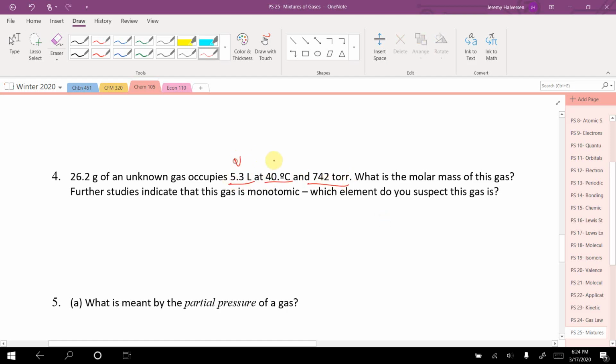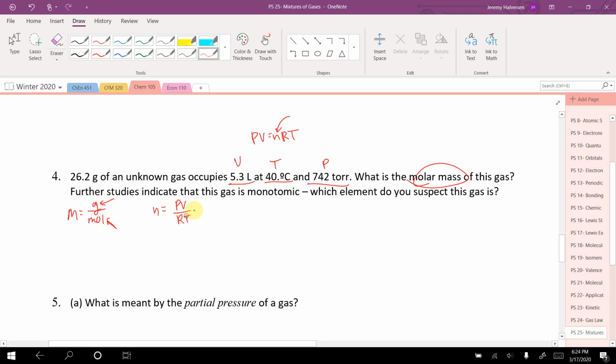Anytime they give me a volume, a temperature, and a pressure, I should be thinking PV equals nRT, right? Knowing that if they give me those 3 things for a gas, they have essentially given me the moles. Well, I know that molecular weight is grams per mole. That's what I'm trying to find. They give me the grams, and with these 3 things, they give me the moles. So I can just do grams per mole. So I'm going to find the moles first.